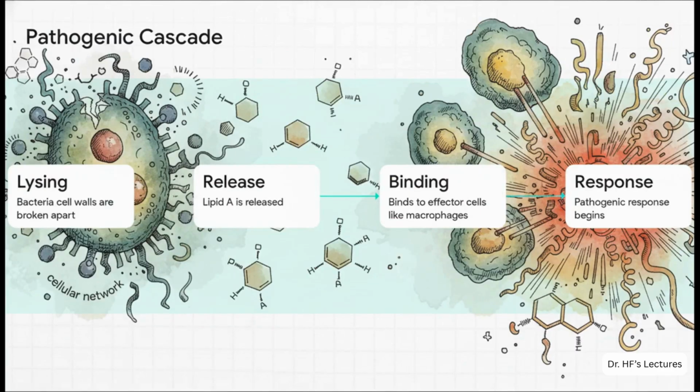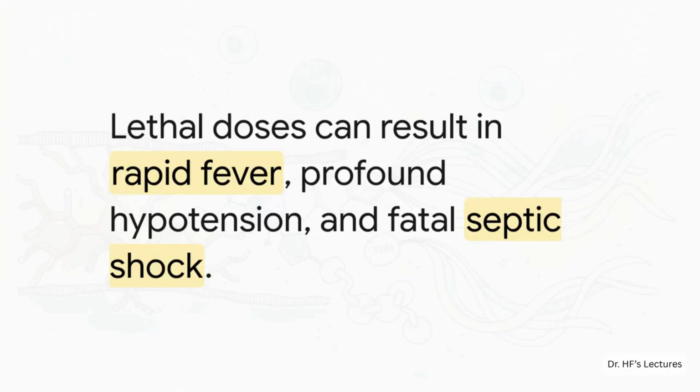As those gram-negative bacteria are attacked by our cellular network, their cell walls are lysed or broken apart. This rips the LPS molecule apart, which releases that extremely durable lipid A anchor directly into the host organism. This free-floating lipid A then immediately binds to effector cells like macrophages, and that is what triggers a massive pathogenic cascade. The scary reality here is that this single molecular anchor is the true pyrogenic endotoxin. At lethal doses, its release into the body results in rapid fever, profound hypotension, and even fatal septic shock.